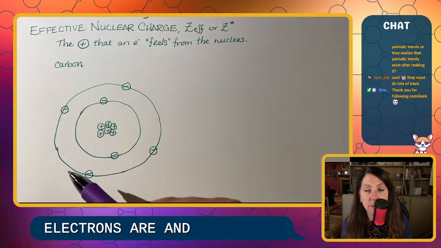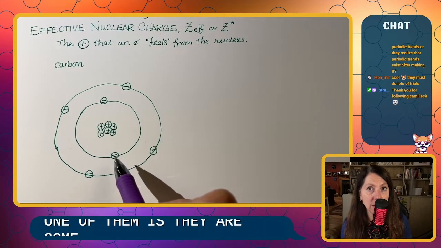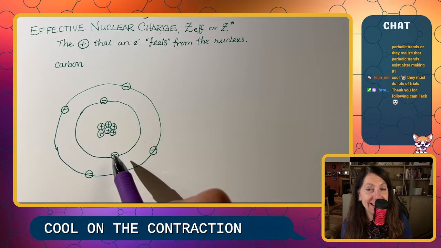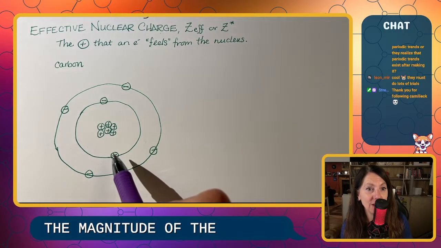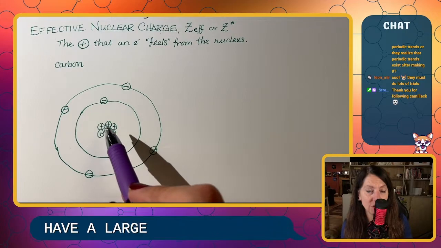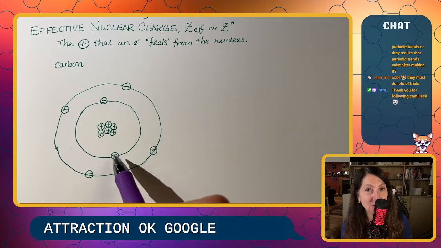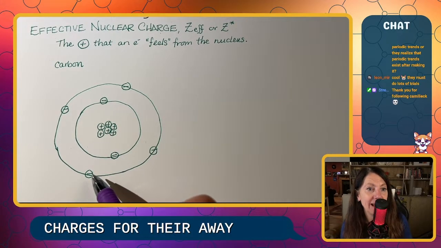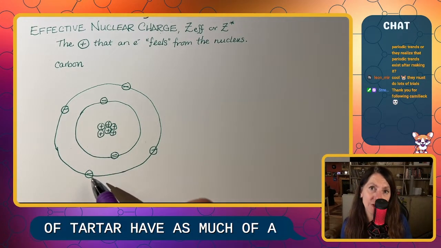And there's a couple of reasons for that. One of them is they are simply closer. So the Coulombic attraction is directly proportional to the magnitude of the charge. In other words, if you have a larger charge, that means there's more attraction. But there's also an inverse relationship with distance. So if you have a charge that's further away, it is not going to feel the positive charge or have as much of an attraction.